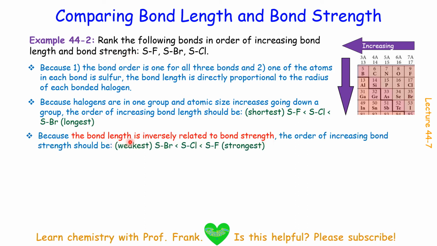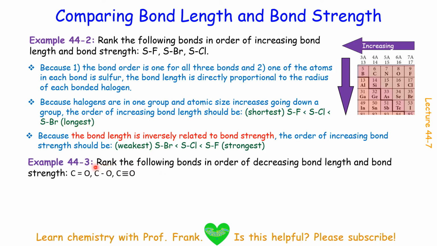Now let's work on the bond strength. Because the bond length is inversely related to the bond strength, therefore the order of increasing bond strength should be the opposite of the trend shown here. Now the SBr bond is the weakest, and SF bond is the strongest, because SF bond is the shortest and SBr bond is the longest.